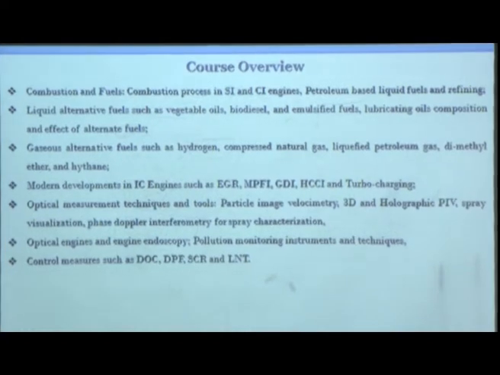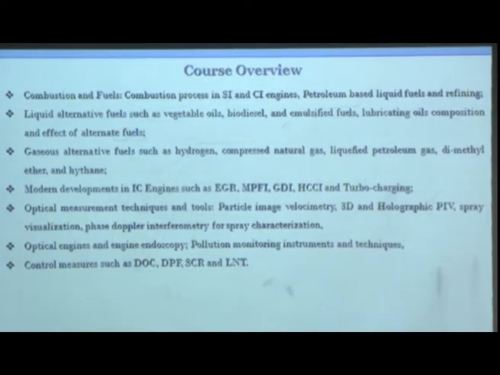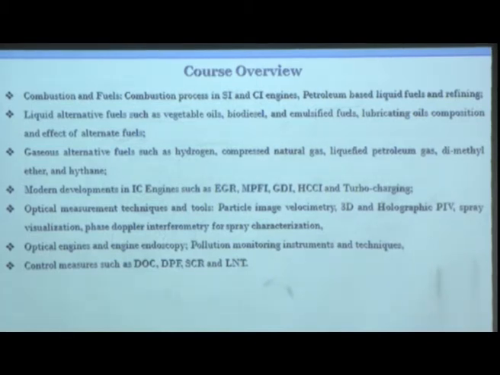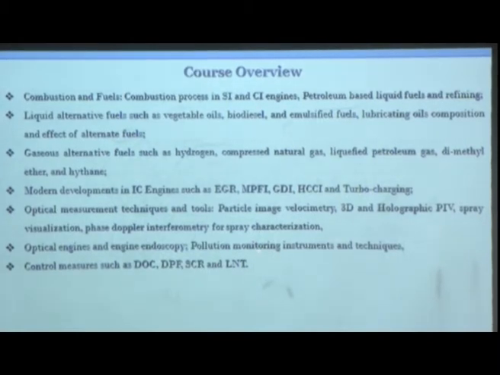So we'll be discussing some of these things. We will also be discussing many pollution measurement instruments and techniques that are used. For example, suppose you want to measure NOx emission, how much NOx is coming out, how much carbon monoxide, carbon dioxide, particulate matter, how much hydrocarbons. So all these species, how much of them are being produced in the different locations. So we will be discussing the instruments and the techniques used to measure these pollutants from the engine.